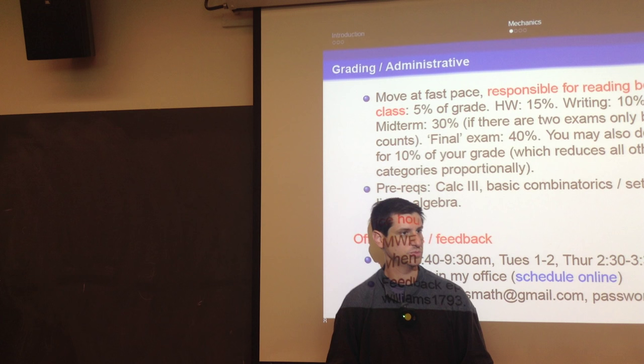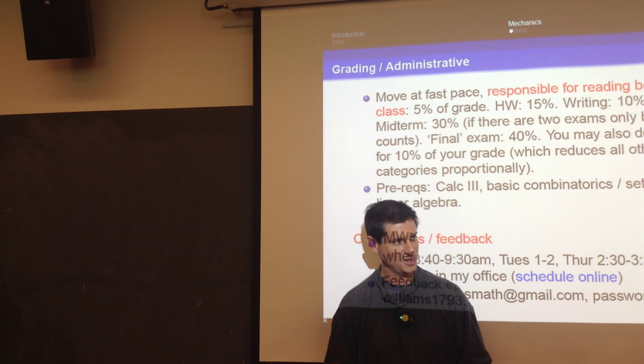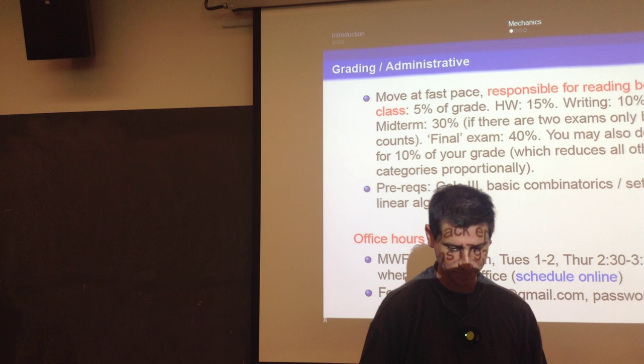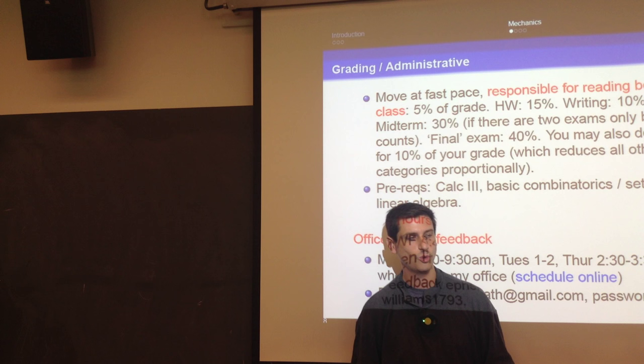It's extremely unlikely you would want me to drop your higher midterm. If so, you have more math problems than just what was being shown on that exam. The final exam will be 40%. There's also the option to do a project on anything you want, as long as we can somehow relate it to probability, which will count as 10% of your grade, and then I will adjust everything accordingly.